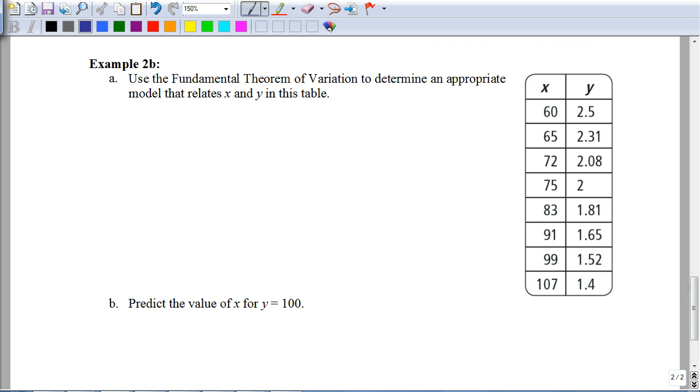I want to look at this last example. Remember, our first step is to figure out, well, is this an example of direct variation or inverse variation? So as I look down my x's here, they're increasing, but I look down my column for y's, those are decreasing. So it's an example of inverse variation. It's in the form y equals k divided by x to some exponent.